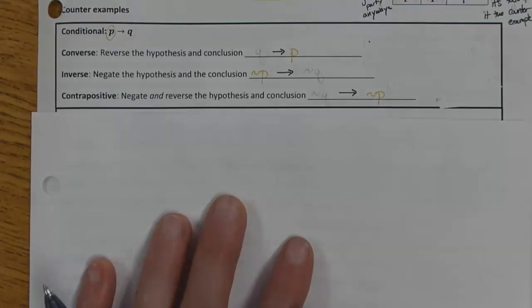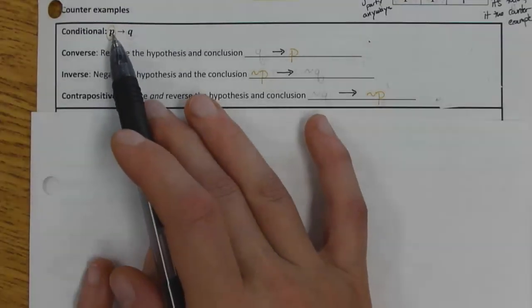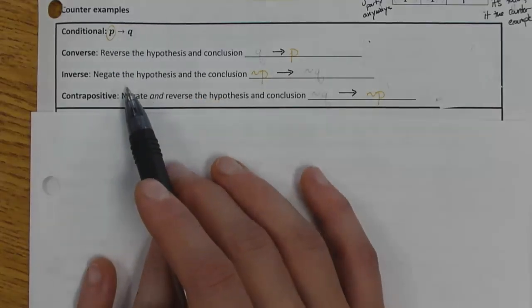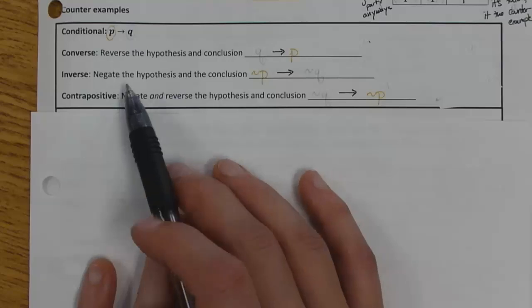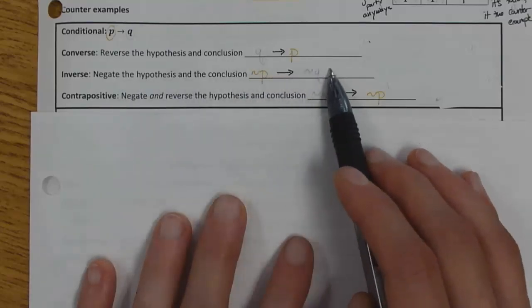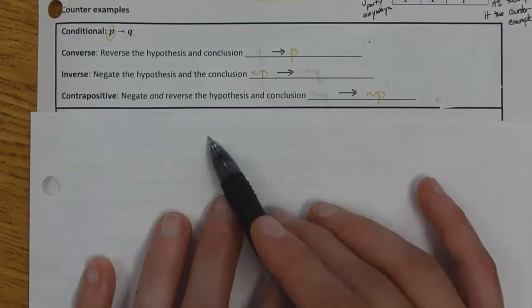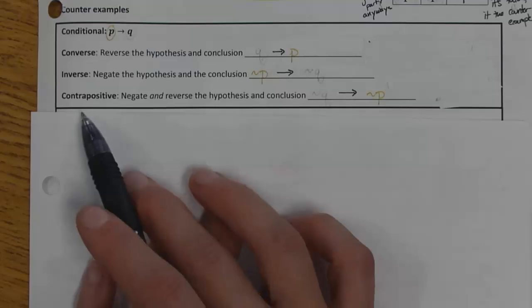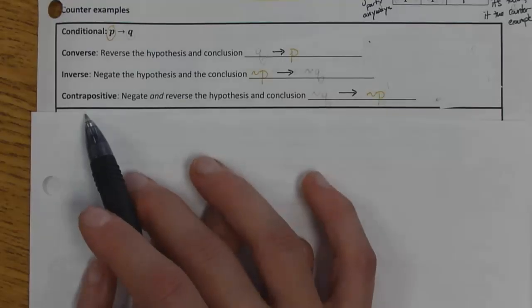The next thing that we could do is something called an inverse, and that's going to take the original if P then Q, and it's going to negate both of those, so turn them to their opposites. For instance, here we can see our not P implies not Q, and in our example it would be something like if you do not all get an A on the next quiz, then I will not throw you a pizza party.